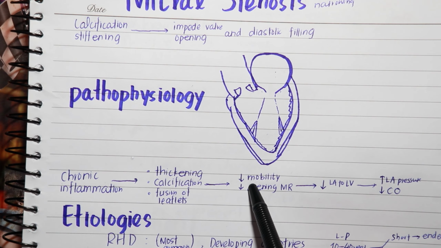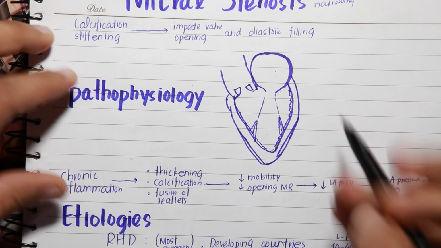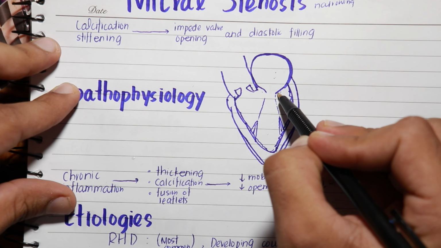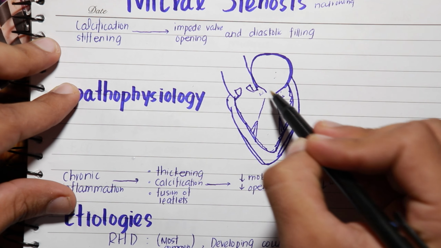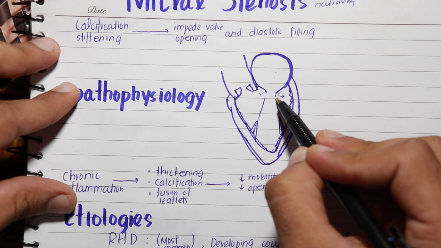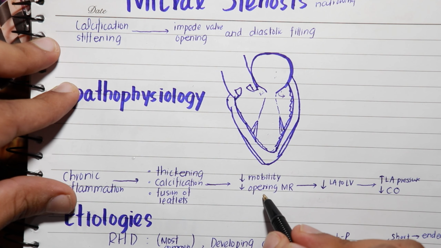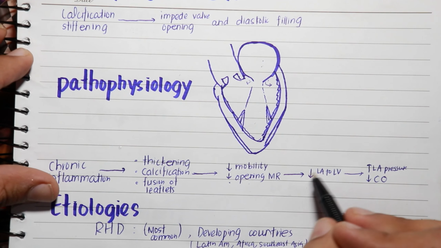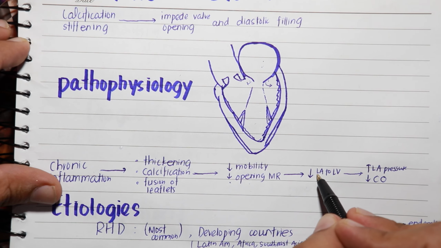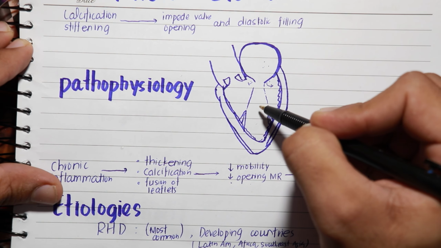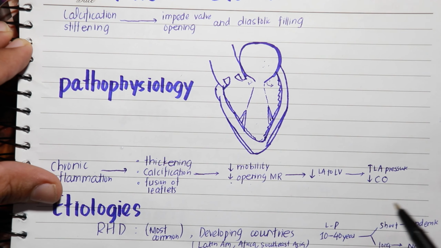This would cause low mobility. Their mobility is less, while normally they are mobile. When blood comes from the left atrium to the left ventricle, they move like this, right? They separate away and blood normally comes, but now their mobility is decreased and their normal opening is also decreased. This would cause low left atrium to left ventricle blood flow. Normally the blood flow from the left atrium to the left ventricle is reduced.